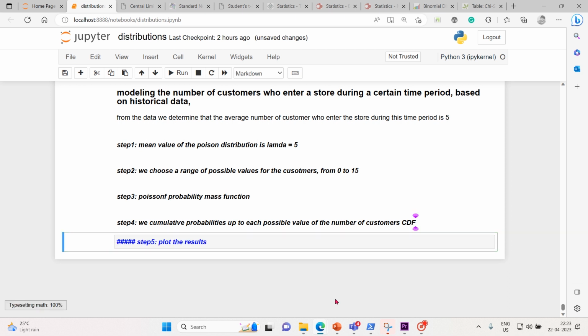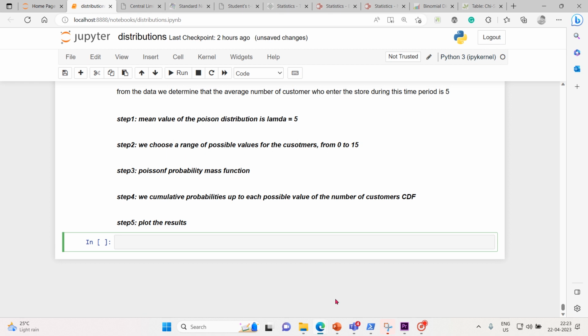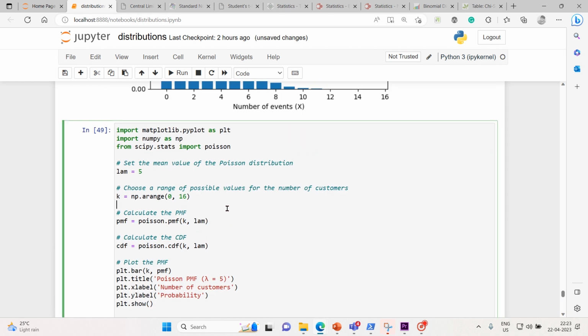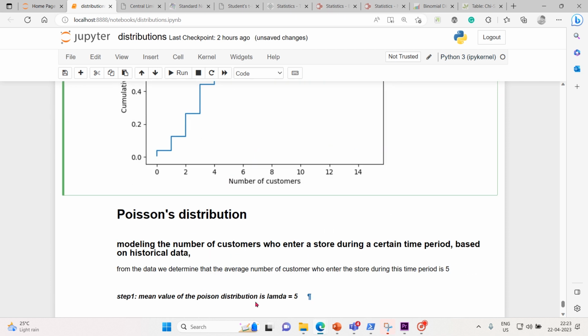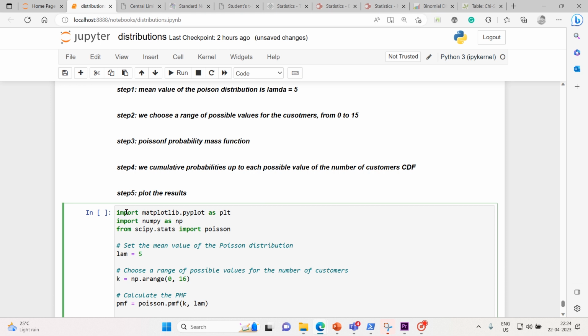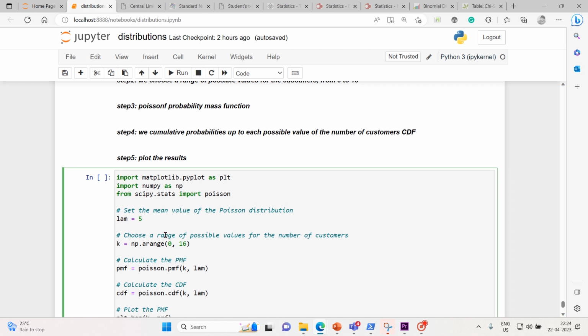Okay. So now let's take one example. I have written the code, so I'll just copy the code from here and paste it here. So step 1, initially we have to import plt, NumPy, then Poisson from the stats module. Then set the mean value of the Poisson distribution, that's lamb equals 5.